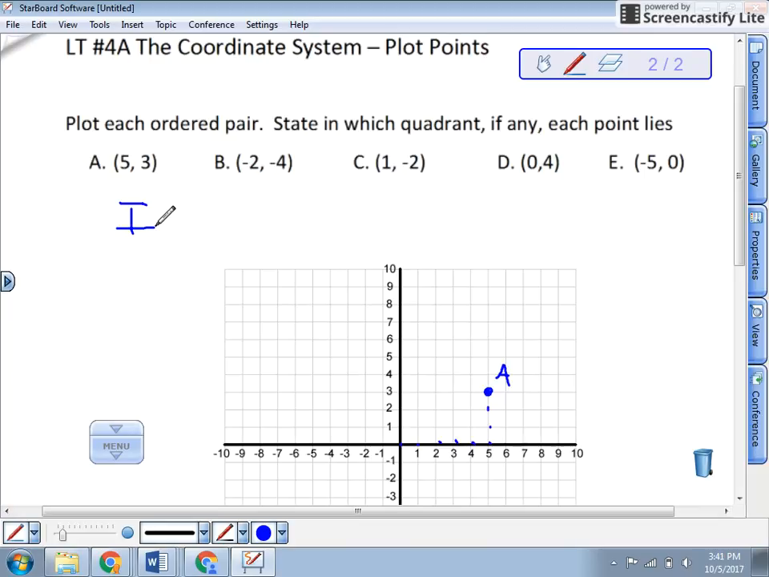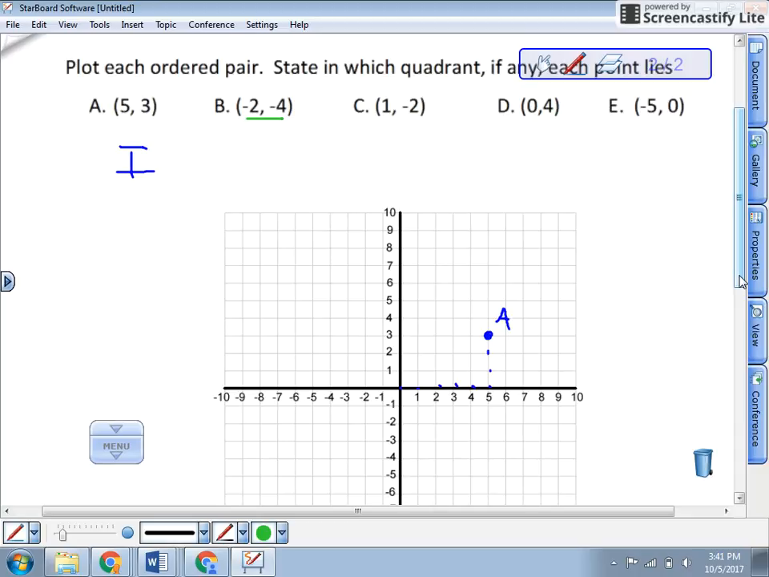All right, B, -2, -4. I'll do this one in green here. Start at the origin, back 2. So I go 1, 2. Now -4, which is down. 1, 2, 3, 4. So there is my point B. Which quadrant? Again, this is 1, 2, 3. So this is quadrant 3. Next, 1, -2. We'll do that one in red for C. Start at the origin. Go over 1. But now I go down 2. 1, 2. So there is C. Which quadrant? Well, that's all the way in quadrant 4. IV.